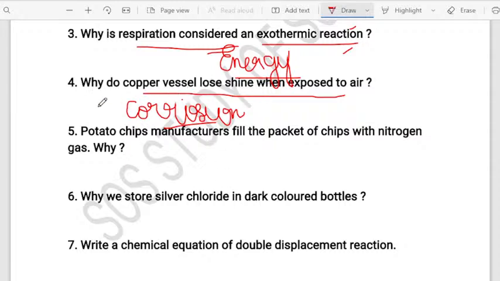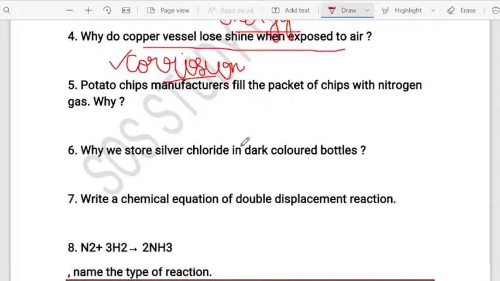ನೀವು ಇಲ್ಲಿ ಎಕ್ಸಾಮ್ ಅಲ್ಲಿ ಬರೀಬೇಕು ಏನಂದ್ರೆ, why do copper vessels lose shine when it is exposed to air? Because copper, when it is exposed to air, it will undergo corrosion and it will occupy a green color layer. ಇಷ್ಟೇ ಬರಿಬೇಕು to get full marks. Okay, I think you have understood this particular concept, dear students. Now let me move for next question.